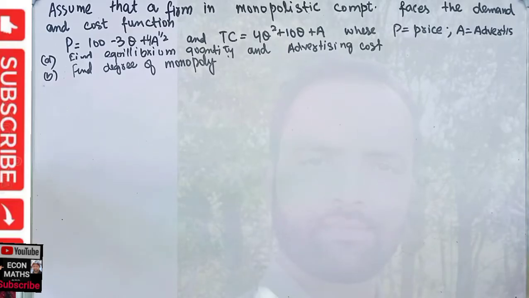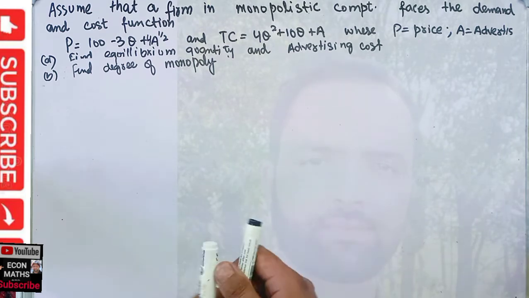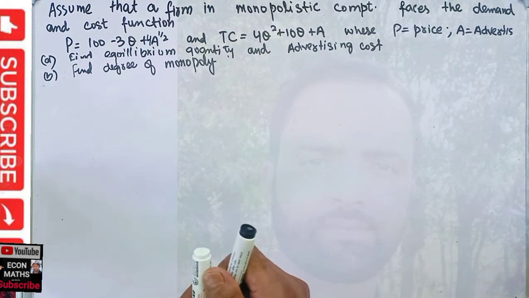Hi, this is Hilal. In this video on the Mathematical Economics series, we will solve a numerical on finding the degree of monopoly and finding equilibrium quantity and advertising cost from a given demand and cost function.